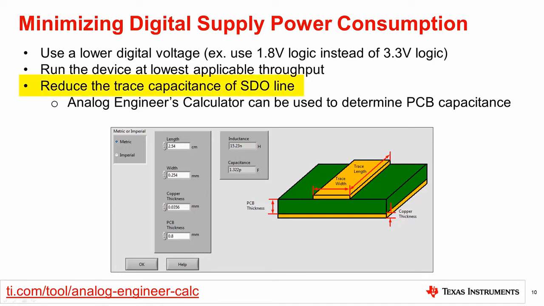Lastly, reducing the trace capacitance of the SDO line on the printed circuit board, or PCB, will decrease power consumption. Shorter traces will have less capacitance. TI's Analog Engineer's Calculator has a built-in tool to calculate trace capacitance by entering the characteristics of the PCB and the trace of interest. A link to this tool is provided at the bottom of the slide.